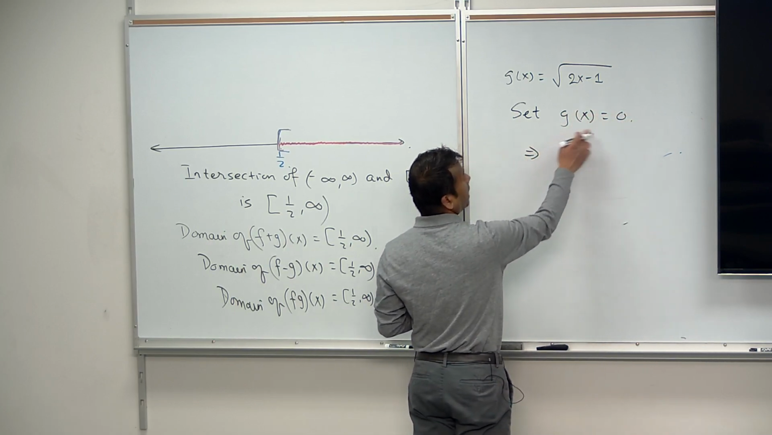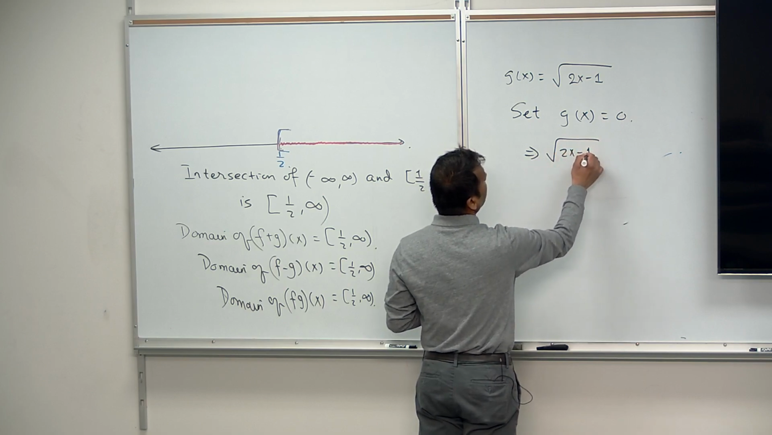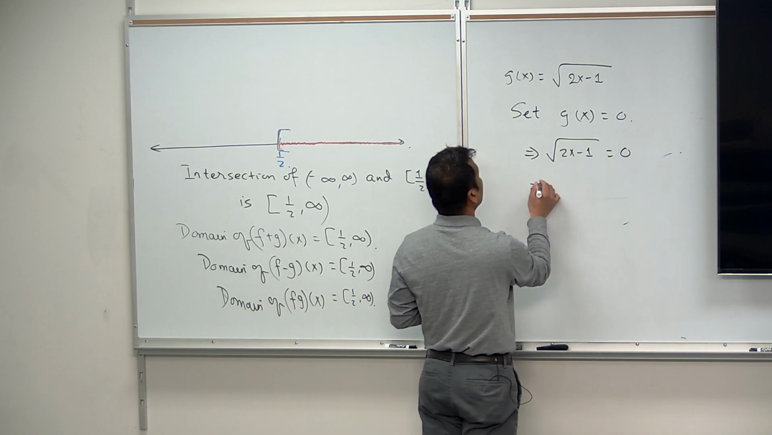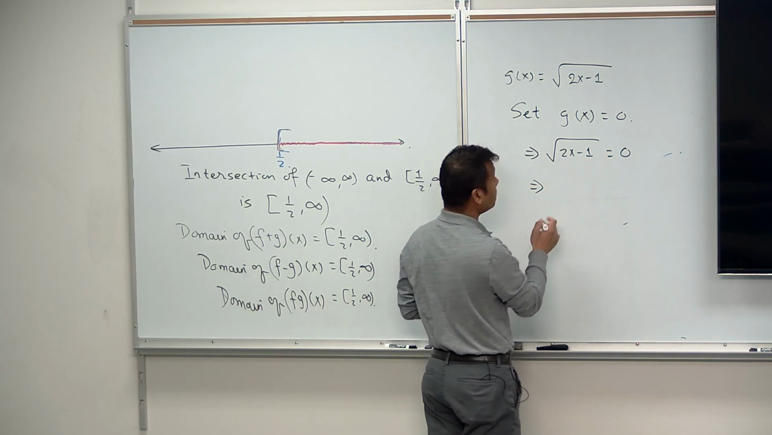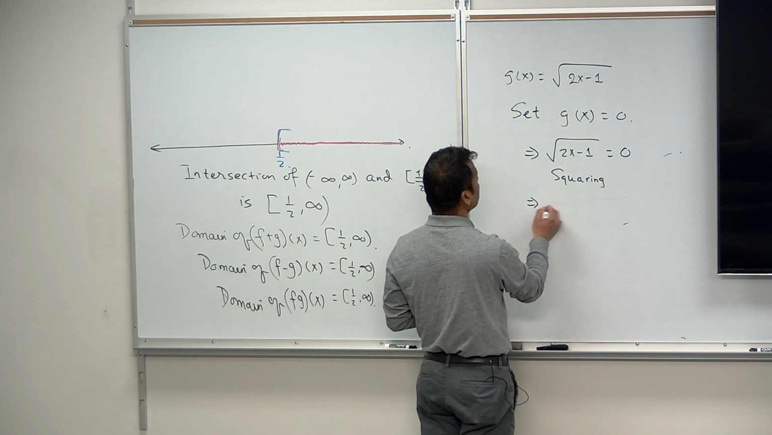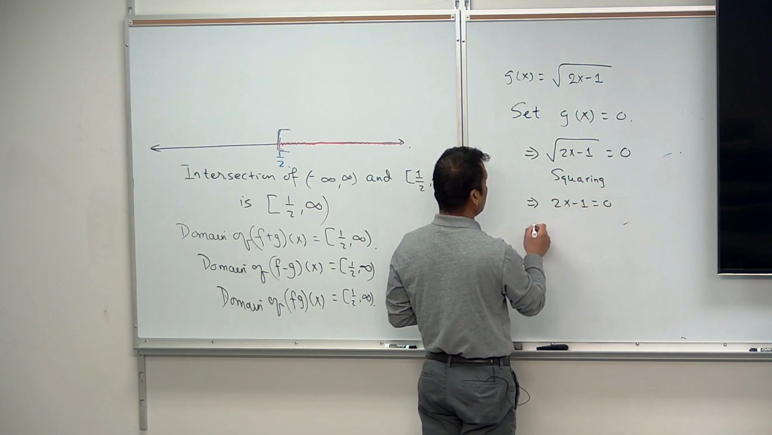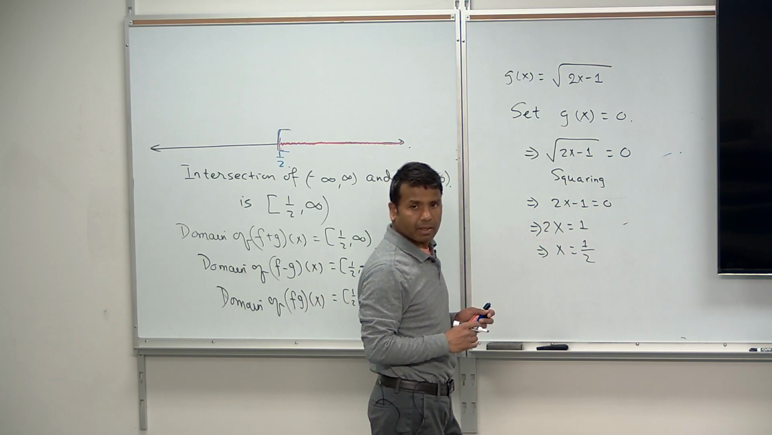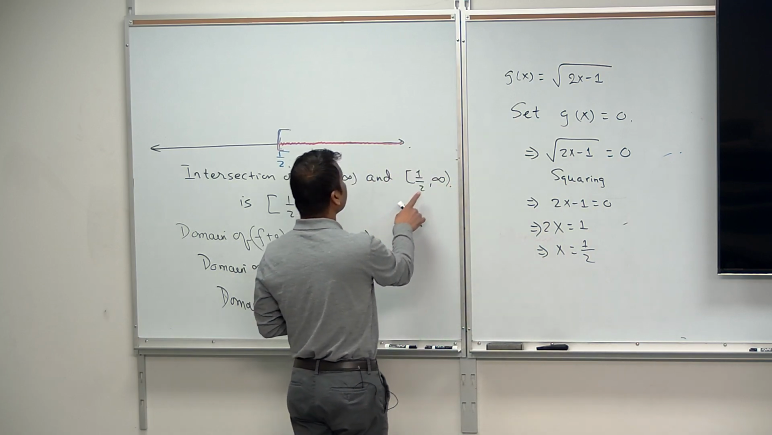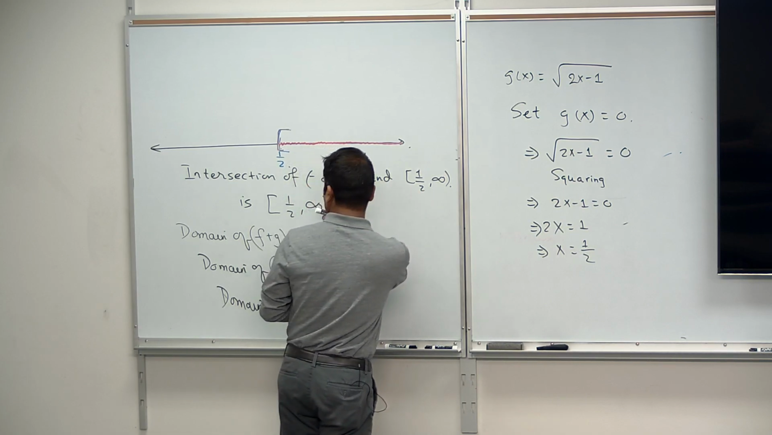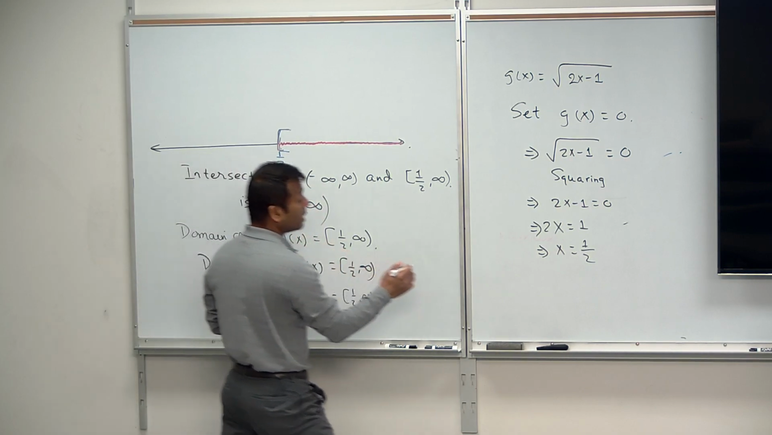You solve it. Set g(x) equal to 0, and this g(x) is radical 2x minus 1. Is that right? This equal to 0. And so you square both sides. Are you with me? So that will give you 2x minus 1 equal to 0, and that will give you 2x equal to 1. So that will give you x equal to 1 over 2. Right? So now from the intersection of the domain of f and g, which is 1/2 comma.